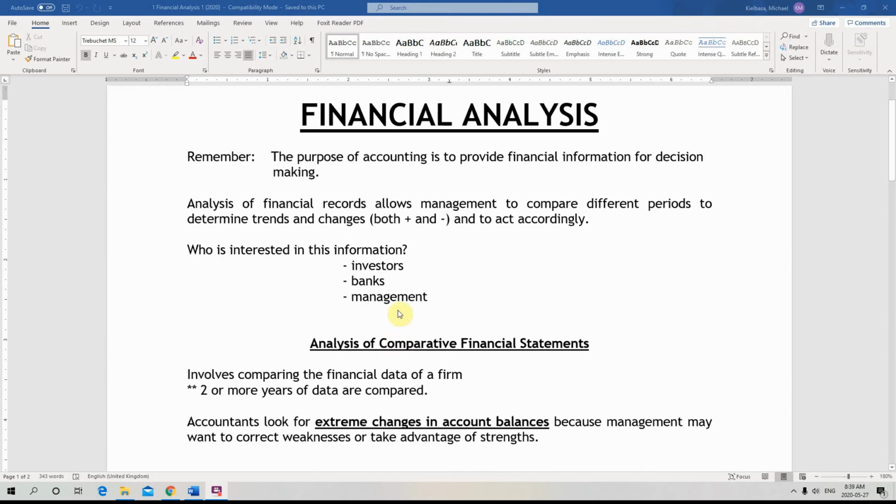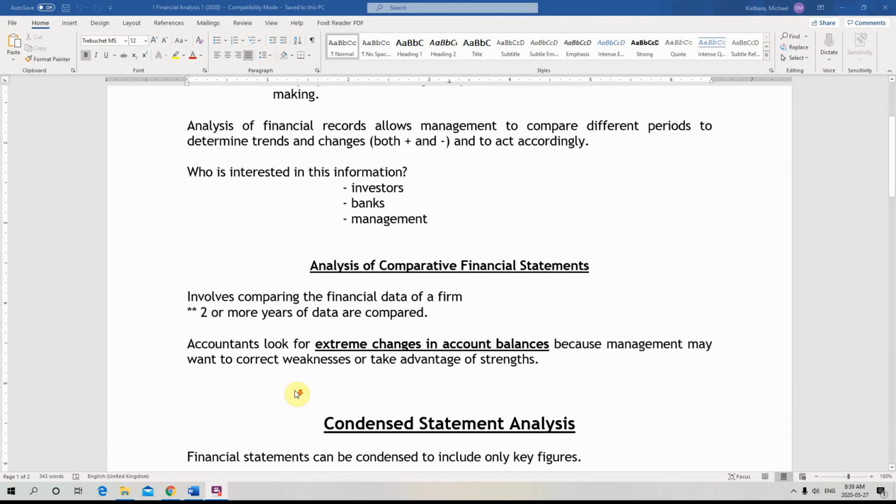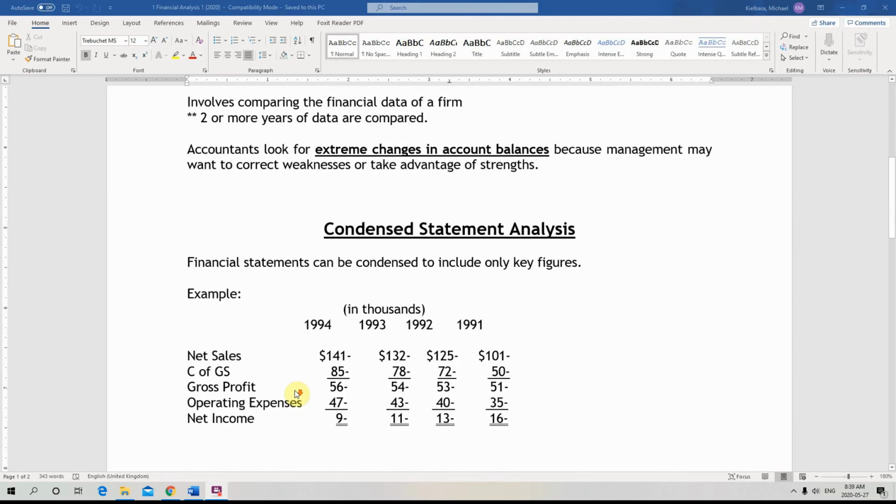Okay. Now, the first part of financial analysis we're going to talk about is trend analysis, or analysis of comparative financial statements. And all that means is we're going to compare the financial data of the same company for 2 or more years. Accountants look for extreme changes in account balances because management may want to correct weaknesses and take advantage of strengths. And a condensed statement is simply a financial statement only looking at the key figures.